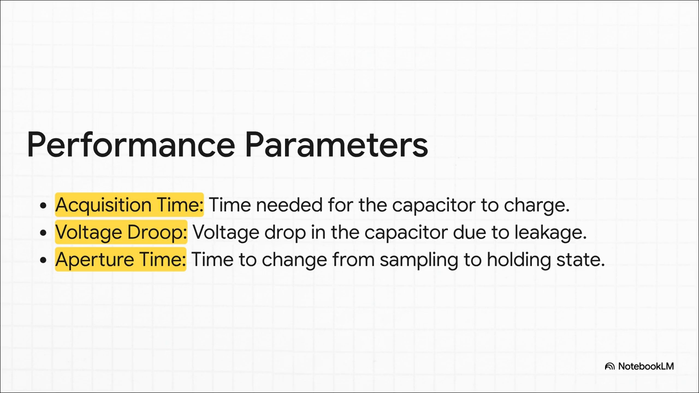First, it needs a very short acquisition time. That's how long it takes for the capacitor to charge up. The faster, the better. Second, you want low voltage droop. This basically means the capacitor can't leak its charge while it's holding it. Otherwise, our snapshot would start to fade. And finally, aperture time. The tiny delay between the hold command and the switch actually closing has to be almost zero to make sure we capture the exact moment we want.